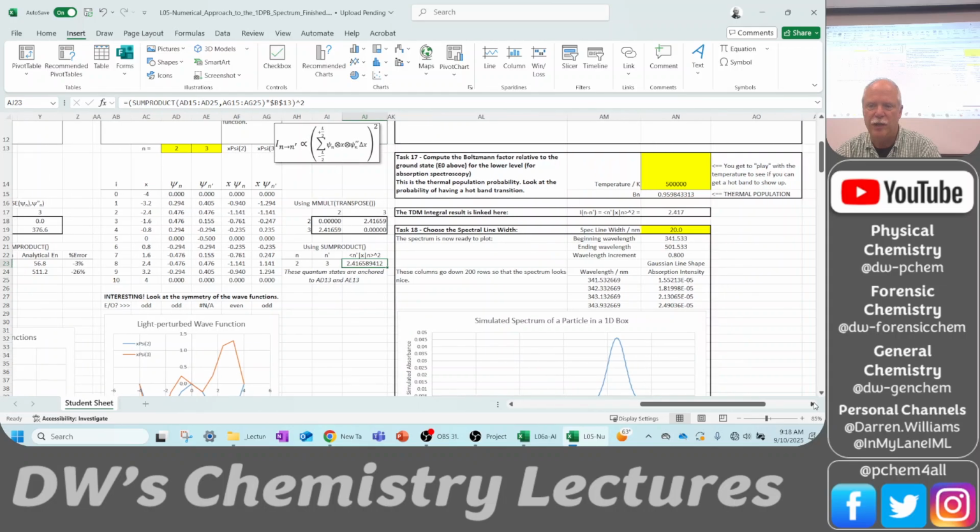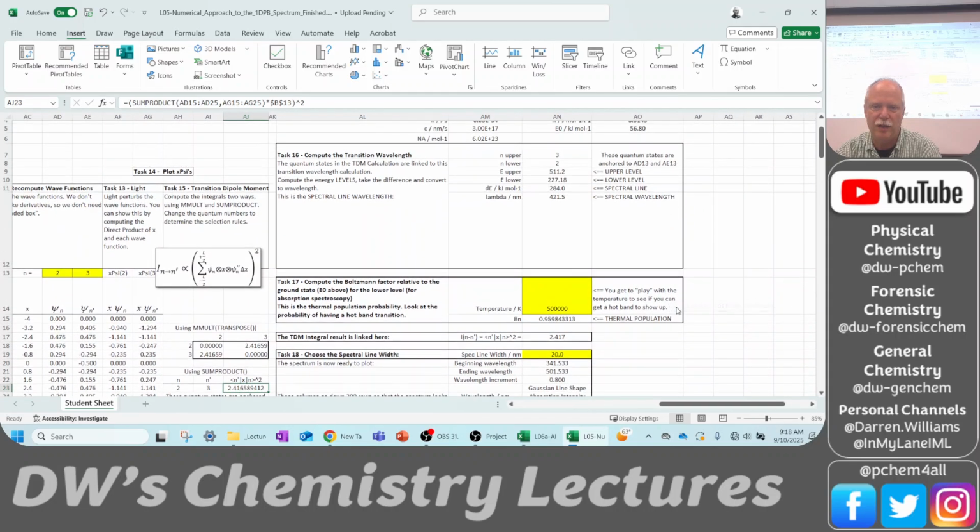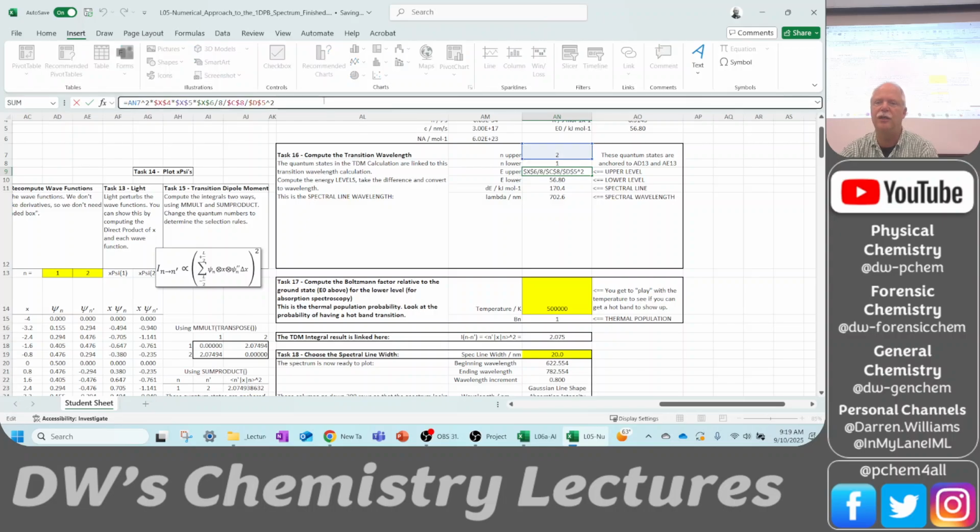Then we get into the spectroscopy piece. There's quite a bit in here because we need the upper quantum number and the lower quantum number. Let's just do the fundamental, 1 to 2. So the upper is 2, the lower is 1. We calculate the energy. Notice up here, this is the analytical energy equation: h squared n squared over 8 m L squared. So we just use that.